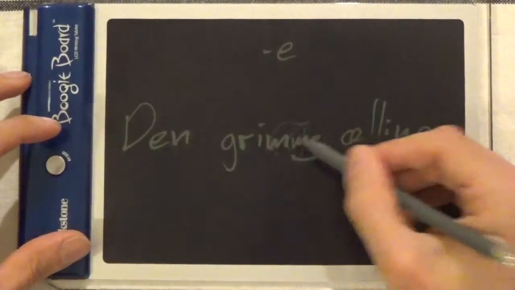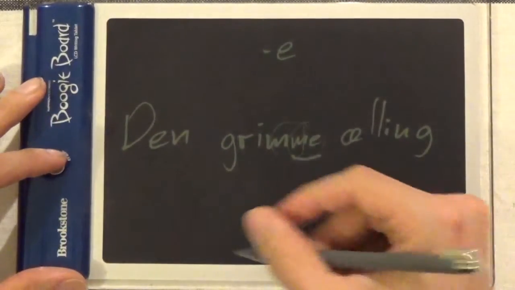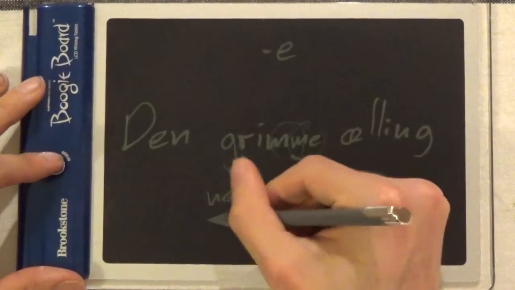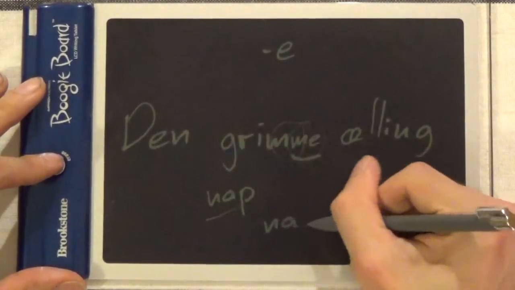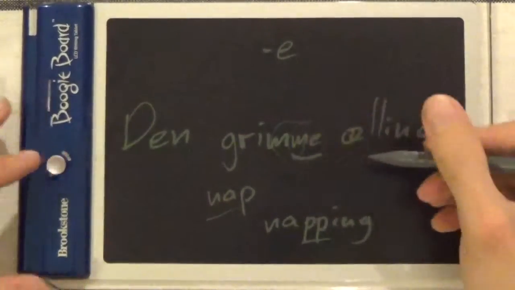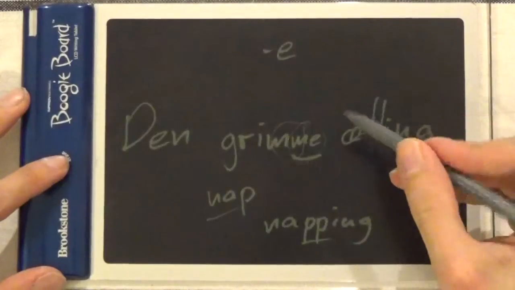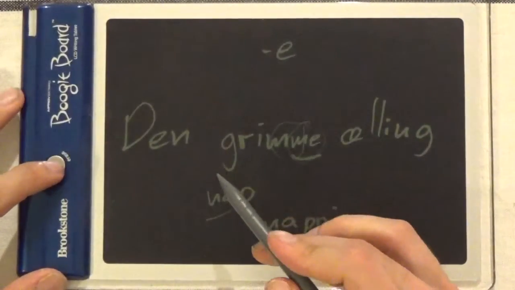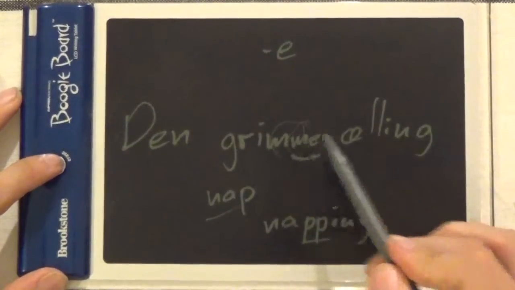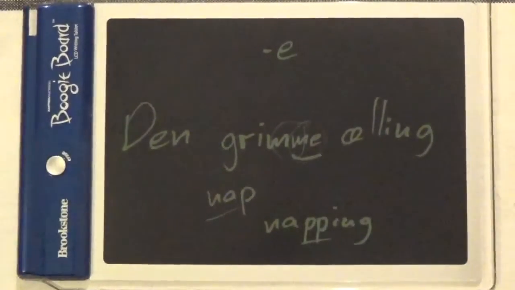Now again, there's this double M here, which we'll talk about later, maybe just so you have got some idea of why it's happening. It's a bit like why in English the word nap can turn into napping with a double P. That's sort of the same reason here, but let's not worry about that too much for now. This is how you would say the ugly duckling. Den grimme ælling.